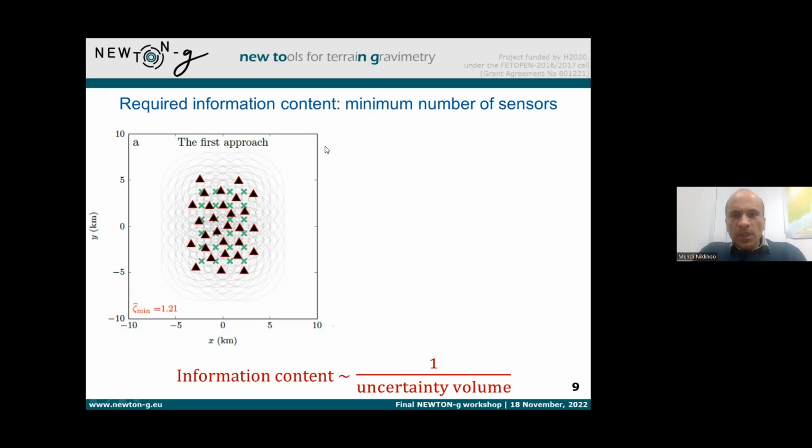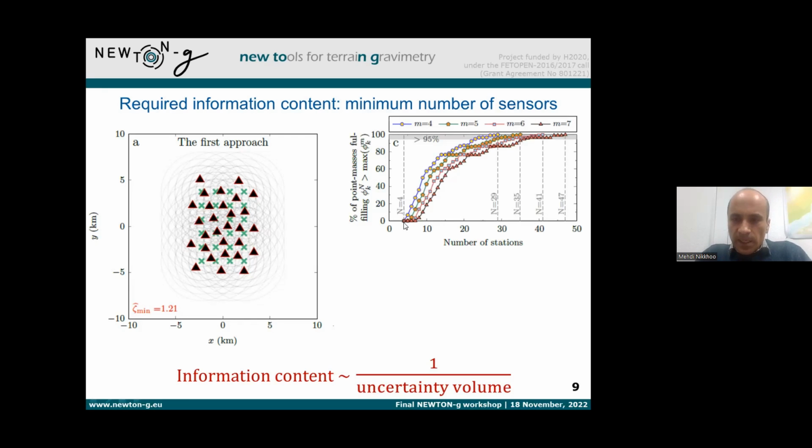So in order to find the minimum number of stations, what we do first is to find the information content for each one of these point masses. We find the information content that we expect from 4 gravimeters optimized only for one point source. But then we use these 4 gravimeters and optimize their location, considering all of the point masses. This way, we can calculate the information content that corresponds to the new configuration.